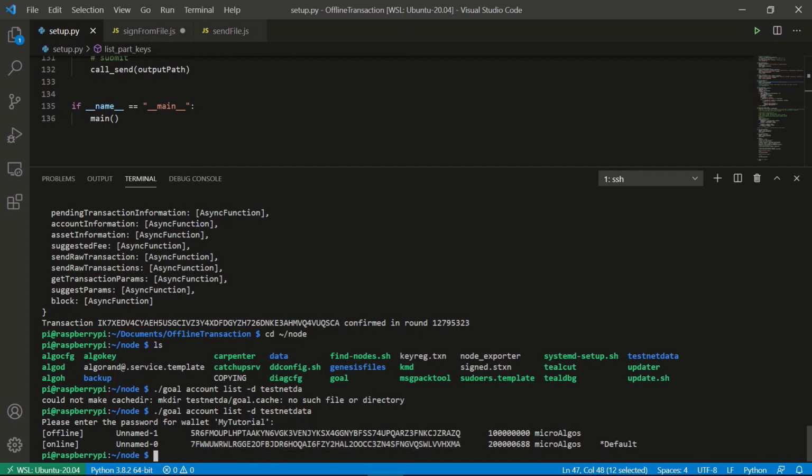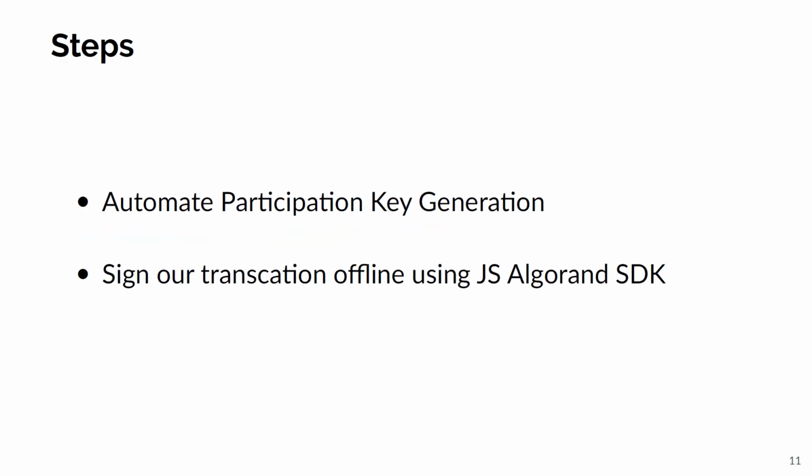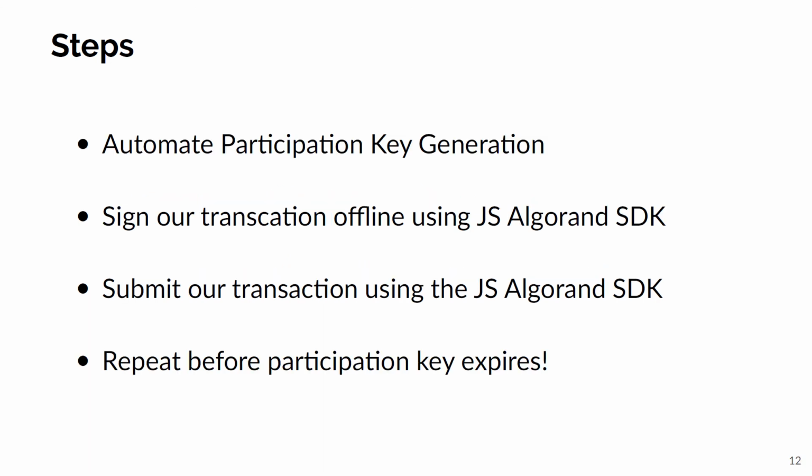And with that I will briefly navigate back. So we automated the participation key generation, we signed our transaction in an offline manner using the JavaScript Algorand SDK, and finally we submitted our transaction also using the JavaScript SDK. And finally, just a final remark, it's important that you repeat these steps before your key expires, because as soon as the key expired, actually your node can no longer participate in the consensus algorithm, and it is therefore important to mark it as offline or renew the keys as fast as possible.